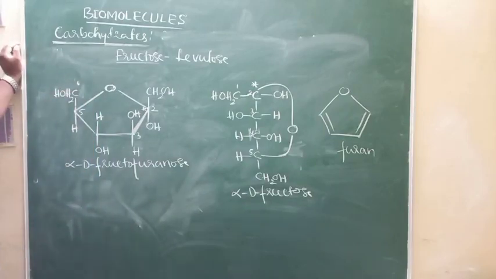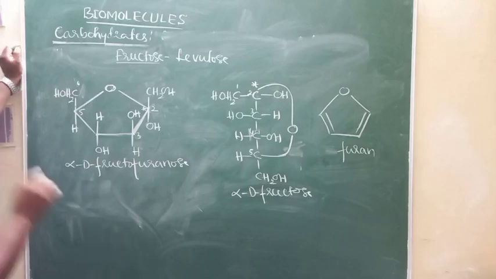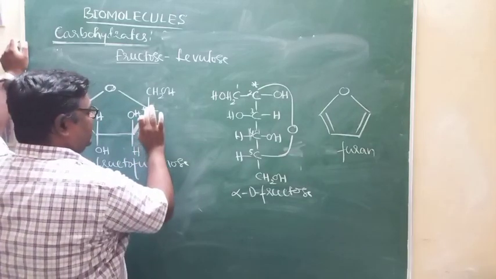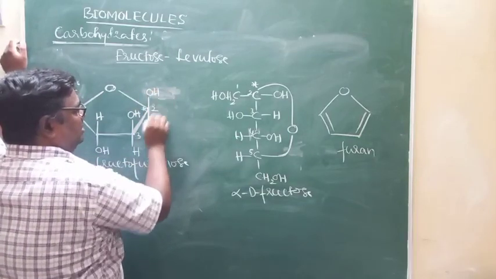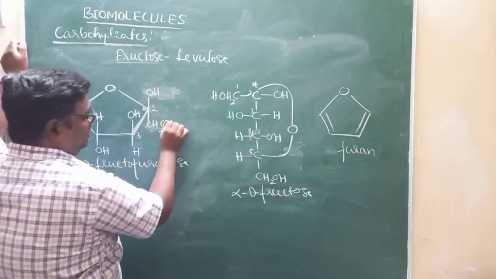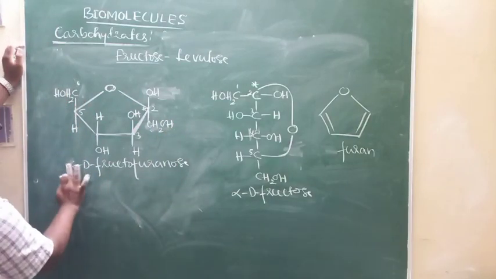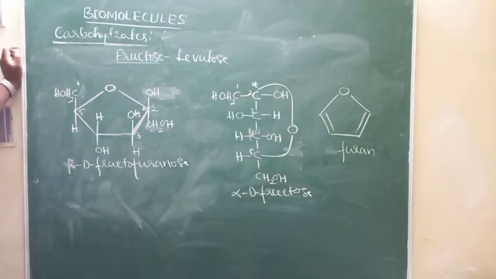If you want to write the beta D fructofuranose structure, simply change the configuration of the second carbon atom. Just write the OH group above the plane. The CH2OH group is below the plane. This is what we call beta D fructofuranose.